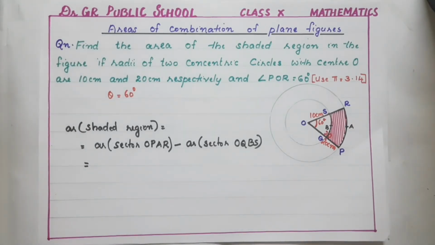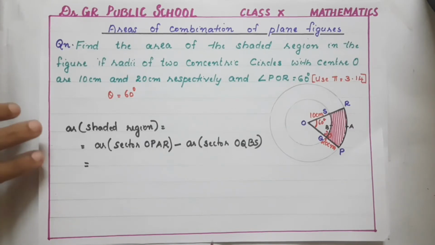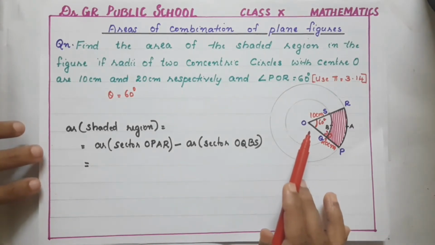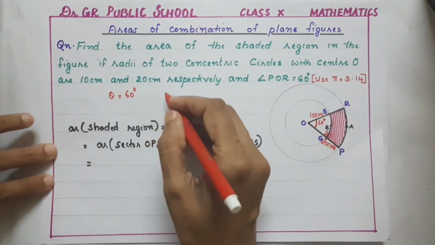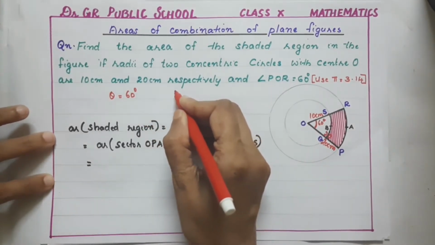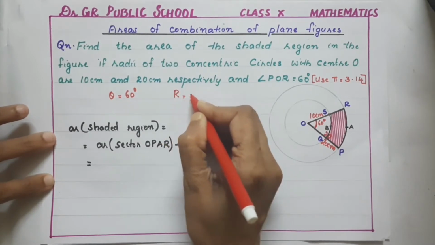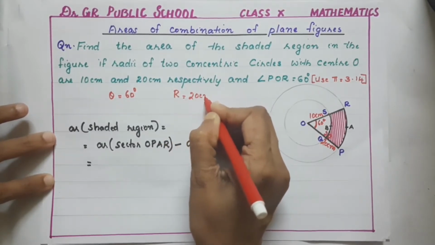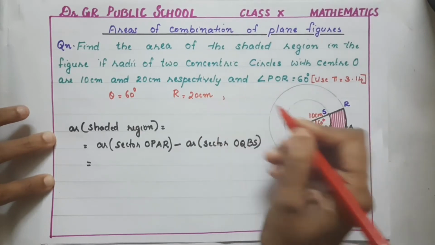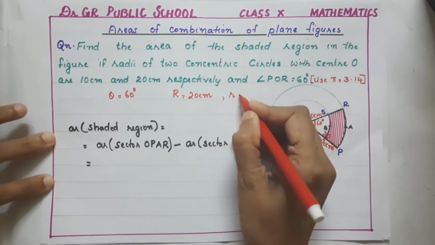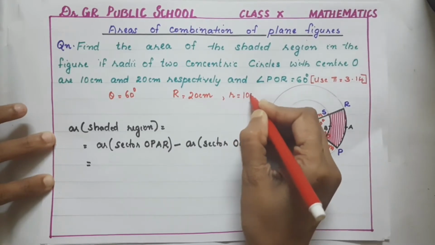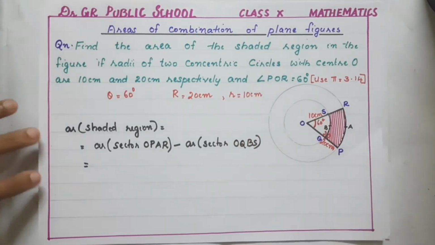So we have two different radii. When you have two different radii in the question, we have to use two different letters. So here I am taking the larger radius as capital R. Capital R is 20 centimeter, and another radius, the small radius, I am taking as small r. Small r is 10 centimeter. Okay, children.